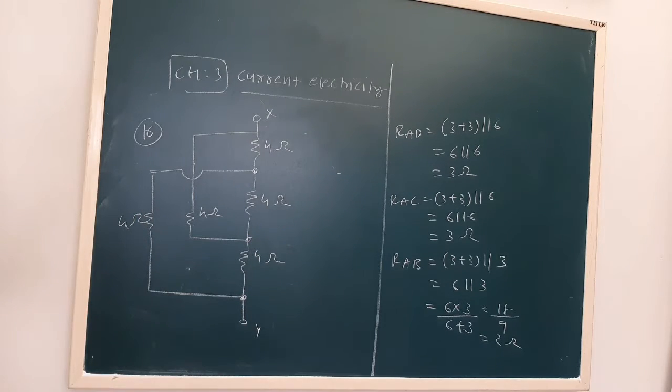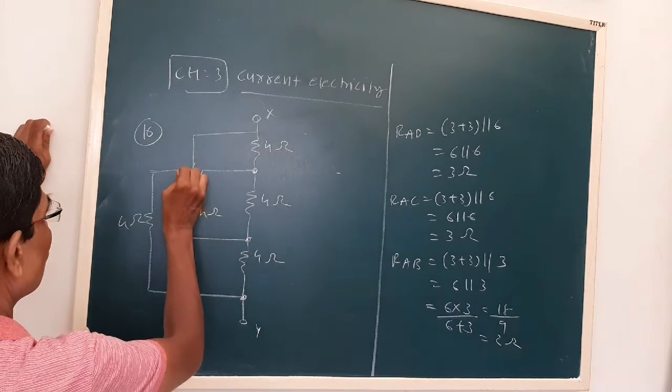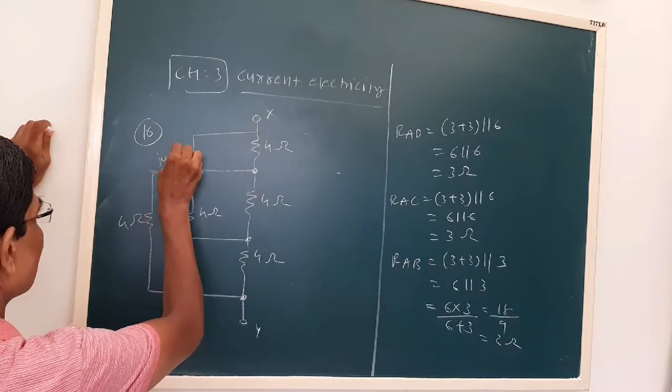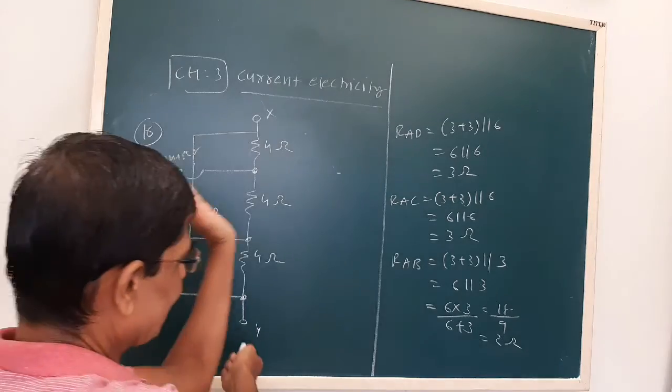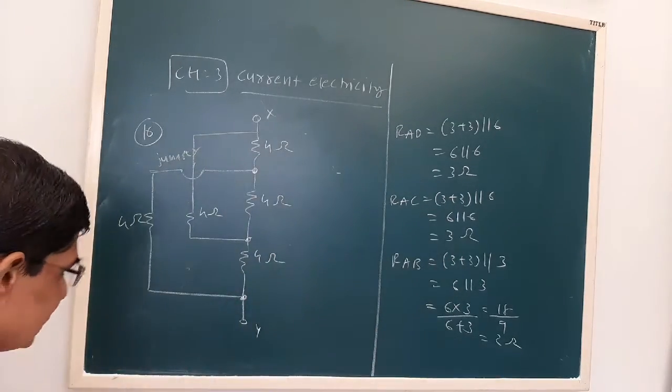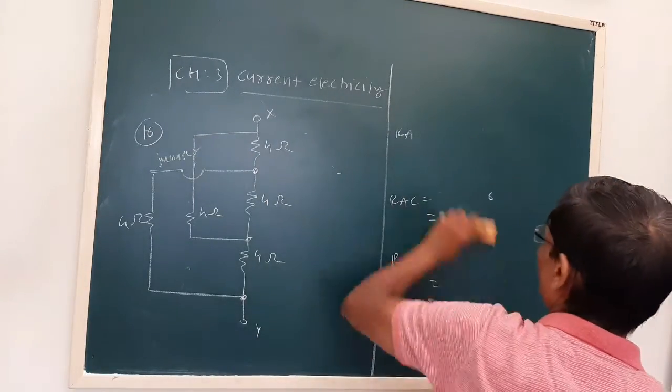Now the important thing: this overlapping is called a jumper in the language of electricity. So you can put it on the right hand side. Let us see how the circuit will become.